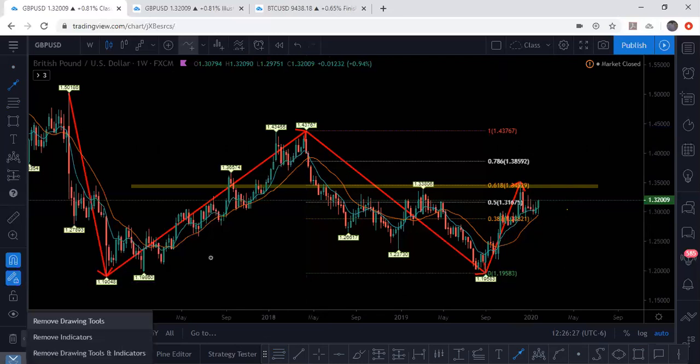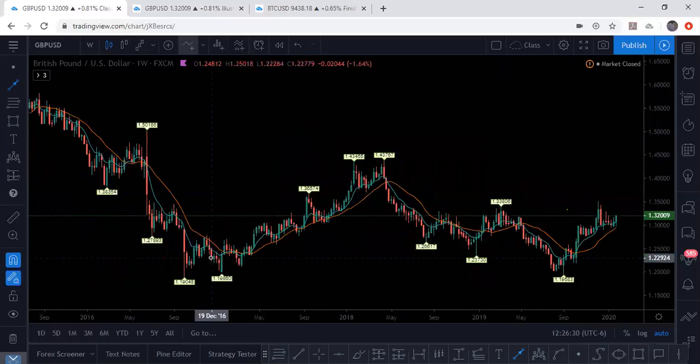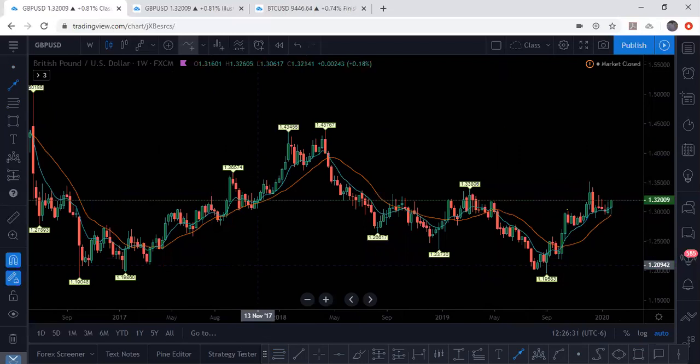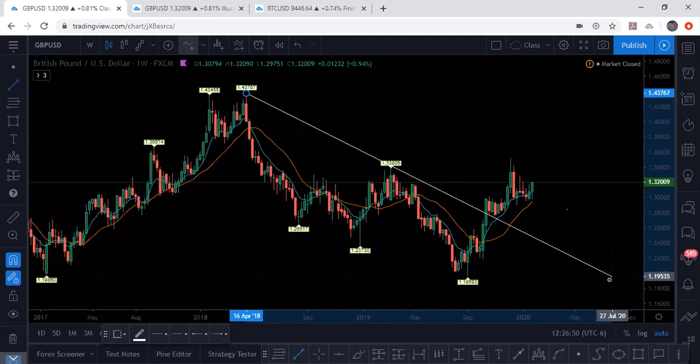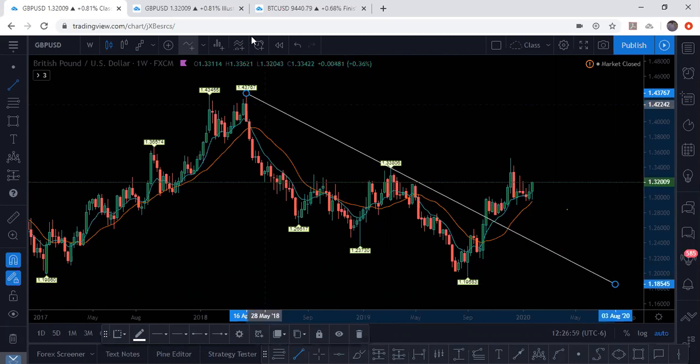So let's remove drawing tools. When you go back, let's draw a trend line. First thing, draw your trend line from the pivot point. This is a pivot high right here. You see the next pivot high. Okay? So this is my trend line on the weekly. I think on MT4, if you're trading on MT4, you should have the pivot point.